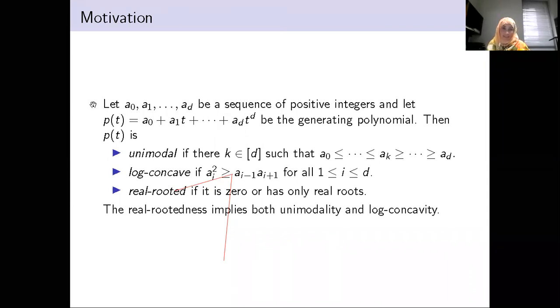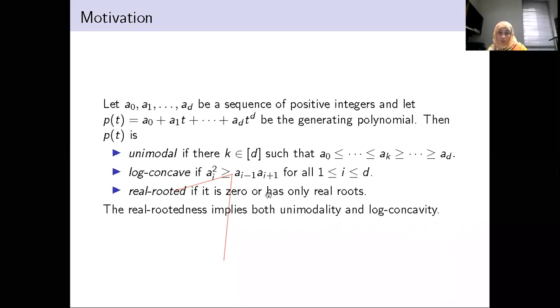First of all, as I said before, if you have some sequence of positive integers, you can take the generating polynomial from that sequence, and we'll say that this is unimodal if it satisfies this relation: you get some peak, you get increasing, and then decreasing coefficients. Then there are log-concavity and real-rootedness. If it is zero, or you have only real roots. So real-rootedness implies both unimodality and log-concavity.